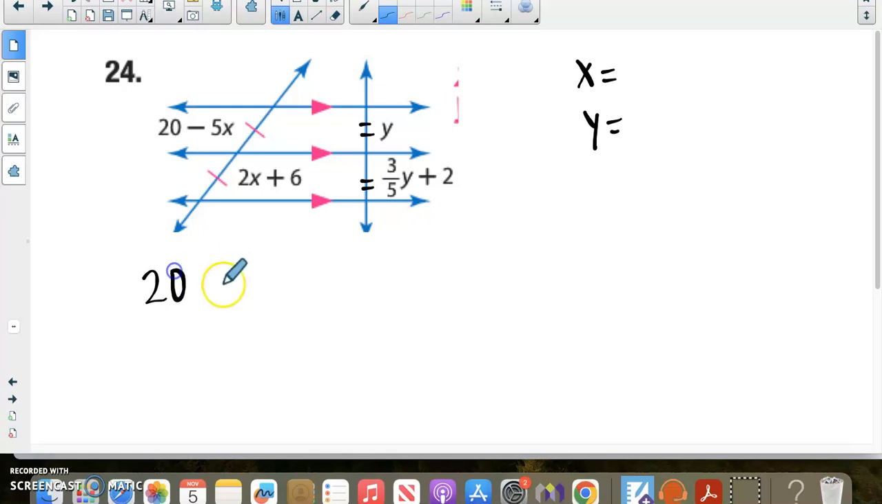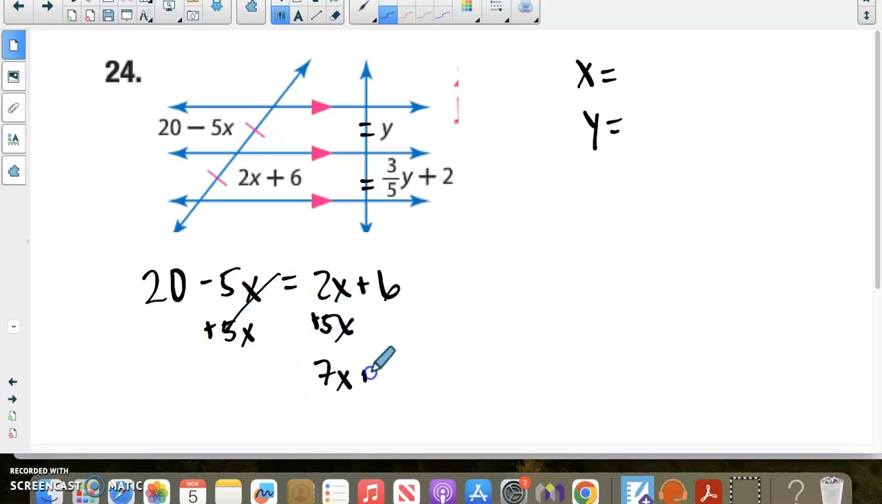So I'm going to go ahead and set up 20 minus 5x is equal to 2x plus 6. I'm going to solve for x, so I'm going to add the 5x over. So I get 7x plus 6 is equal to 20. Subtract 6 over, so that's 14 is equal to 7x. So x is going to equal 2.